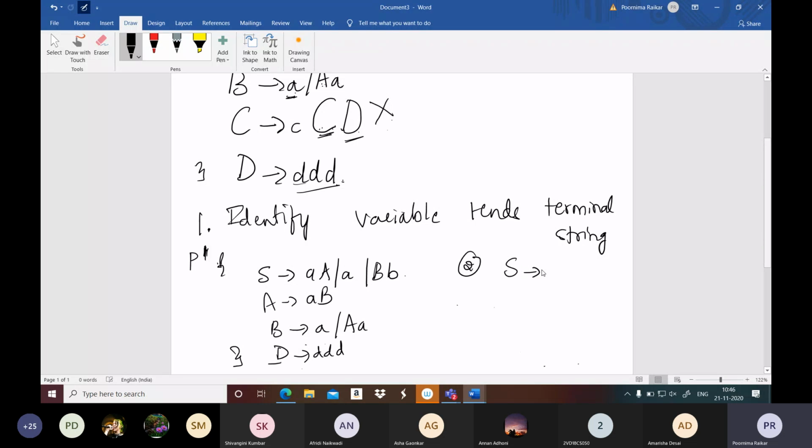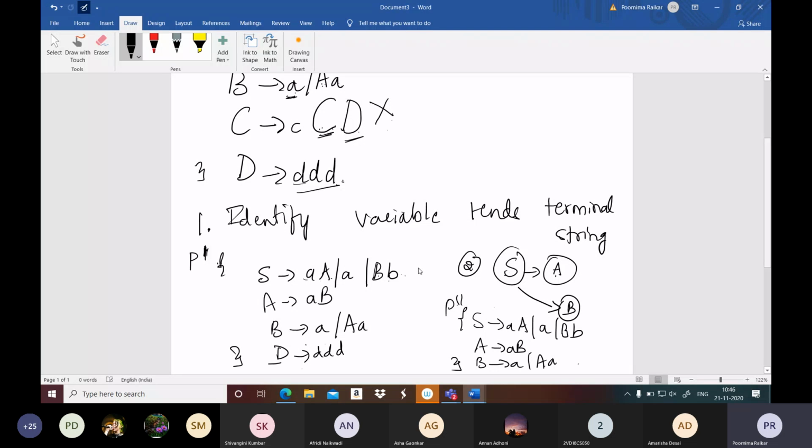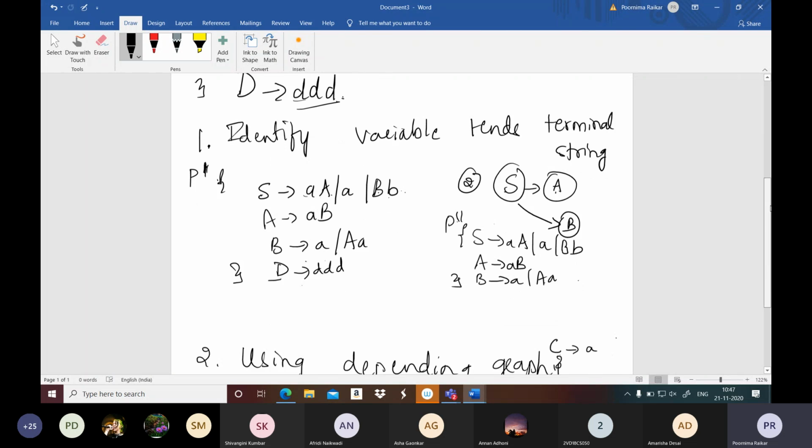By using the dependency graph, I have to see that from S I can reach A, and I can also reach B. I have just changed one rule in this question. So what are my useful rules? For P double dash, it is only the production A and the production B. I will not consider D because from S I cannot reach D. So this is called elimination of useless production.